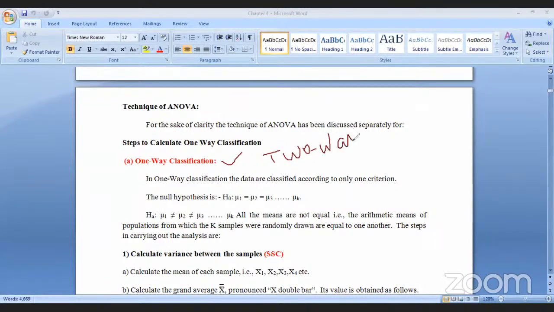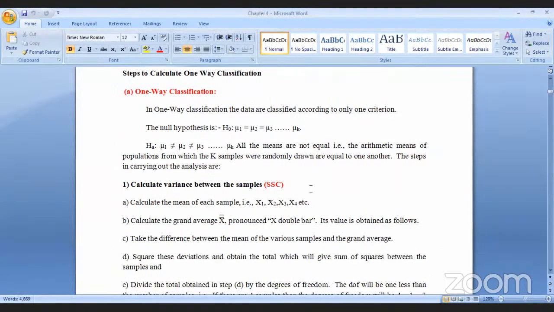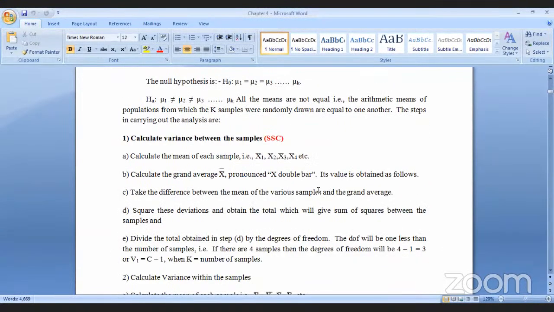In both cases, the examiner will very clearly mention whether to apply ANOVA one-way classification or two-way classification, or sometimes we need to identify whether the problem belongs to two-way classification or one-way classification. So in one-way classification, a few steps are there. Before we discuss the steps, we need to discuss the specimen, the proforma of one-way classification. So these are the steps.